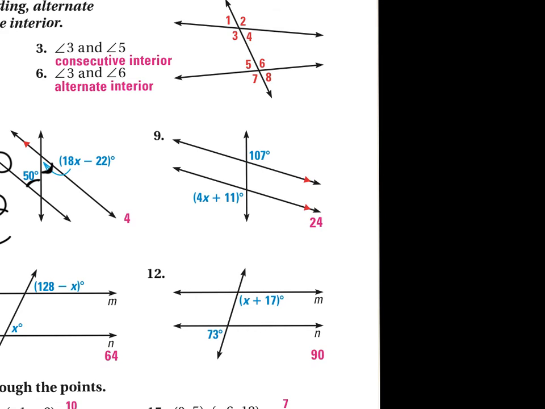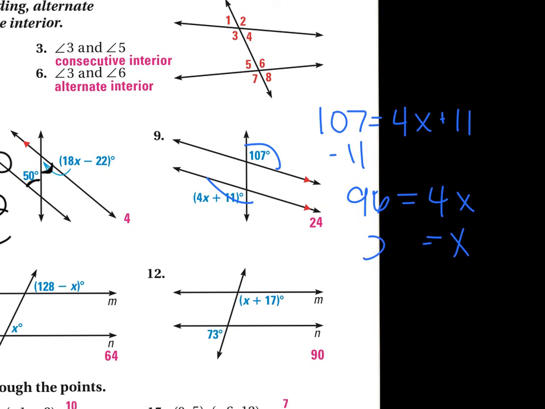For number 9, these are alternate exterior. They would be equal to each other. 107 would equal 4x plus 11. Subtract the 11. 96 would equal 4x, and x would equal 24.